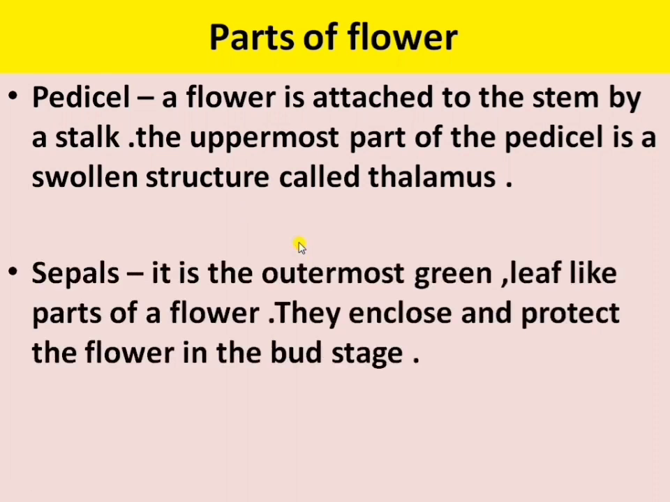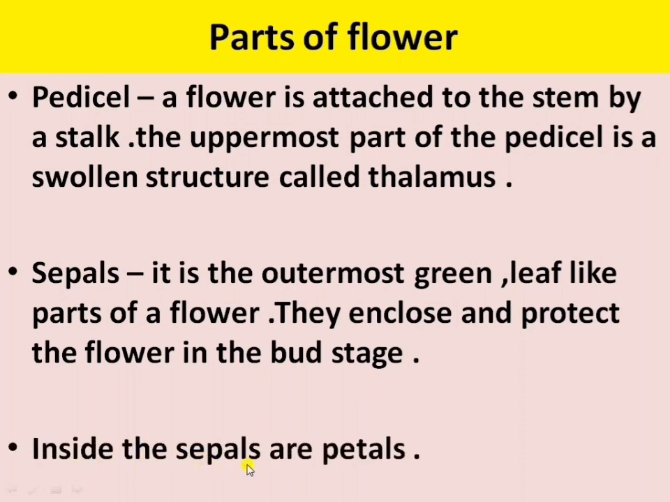Next one is sepals. Sepals are the outermost, green in color, leaf-like part of the flower. They enclose and protect the flower in the early stage or the bud stage. Next is petals. Inside the sepals there are petals. Petals are the colorful part of the flower.